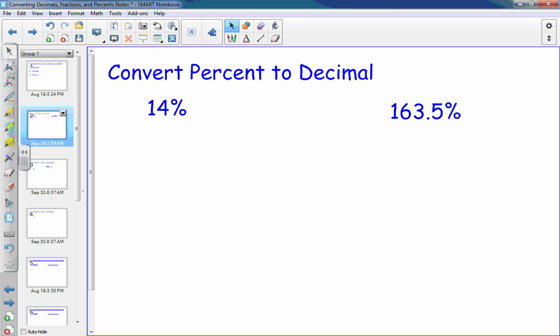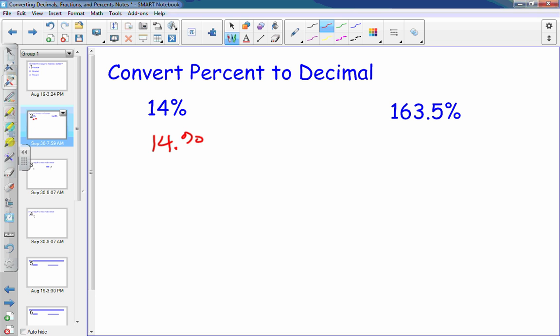Convert the percent to a decimal. If something is a percent, what's actually happening? How do you convert it back to a decimal? Which direction do I move it? You're moving it to the left 2 units. Why? Because what you're doing is multiplying your decimal by what? By 100, right? Okay?